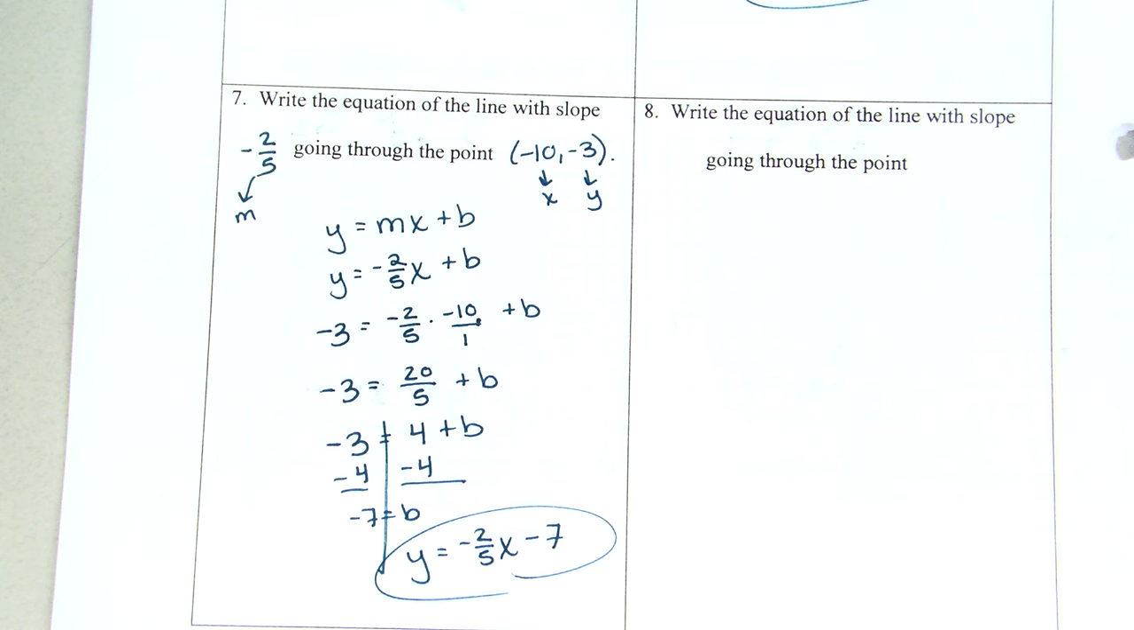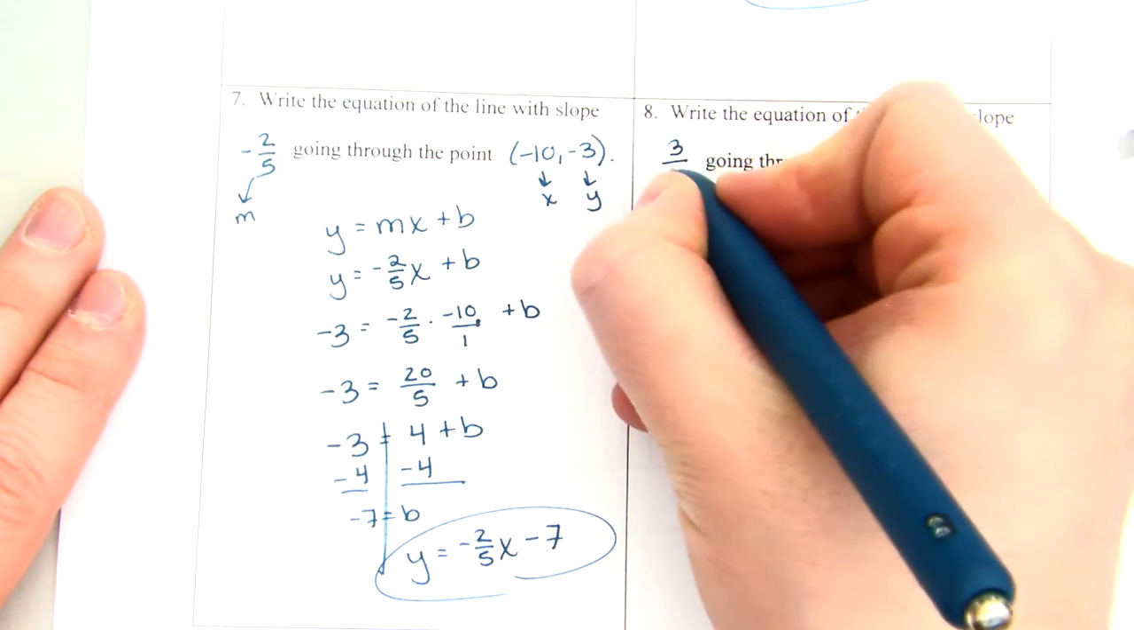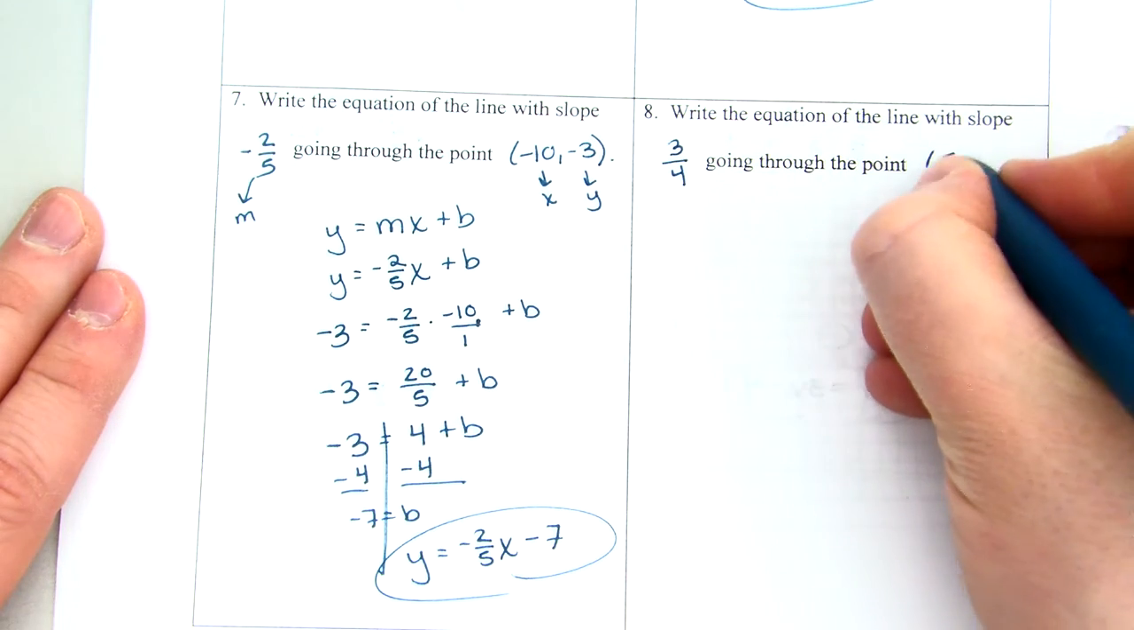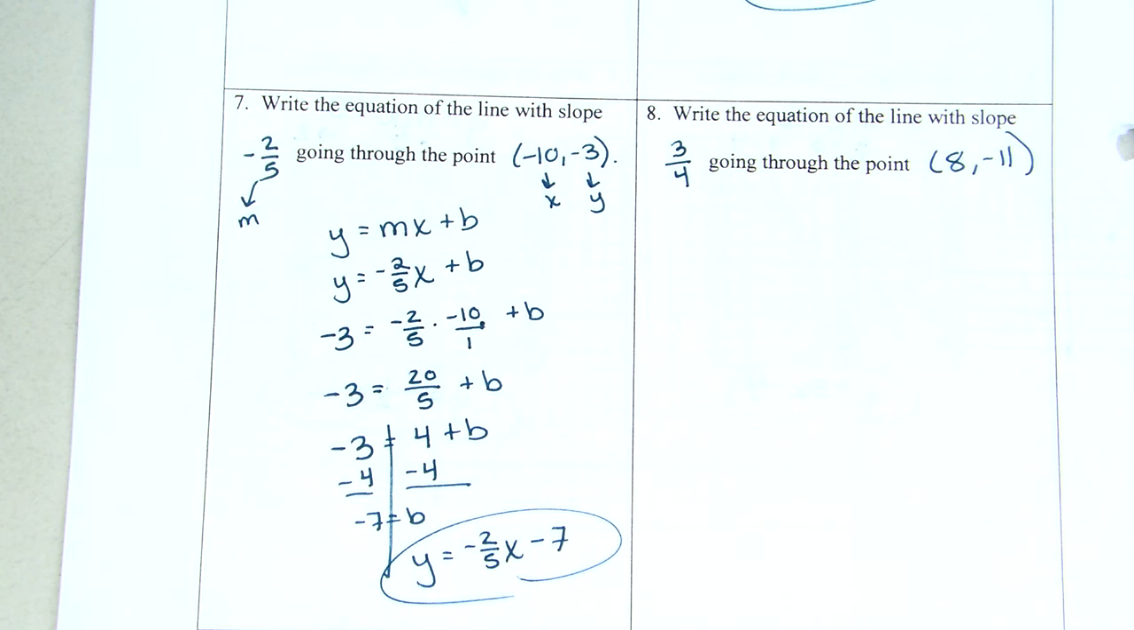Really, the new part is the fraction thing, put it over 1, and then kind of go from there. I want you to go do this right now. Slope is 3/4. I want to go through 8, negative 11. See what you can do. Just put it over 1 and just go, yeah, we haven't done any adding yet. That's tougher. Not yet. We'll get there.